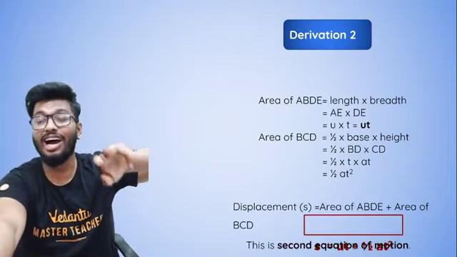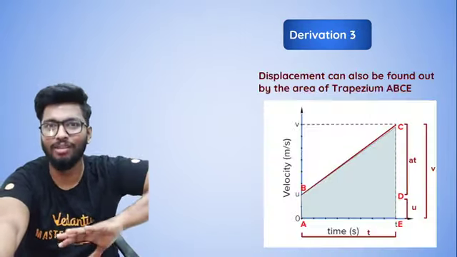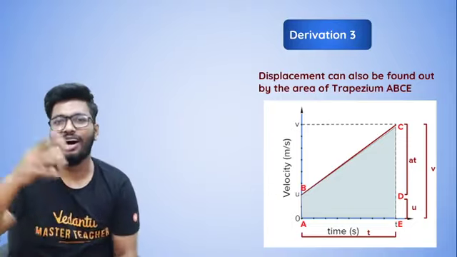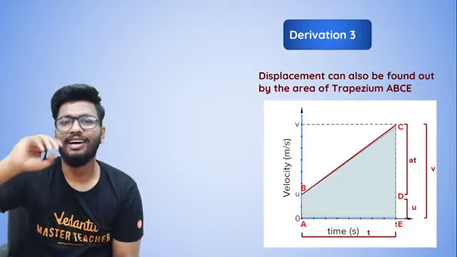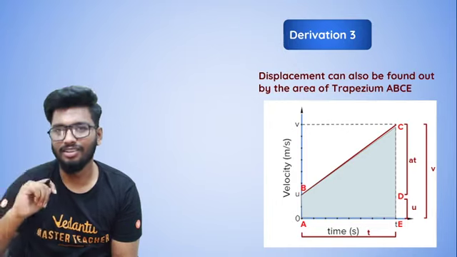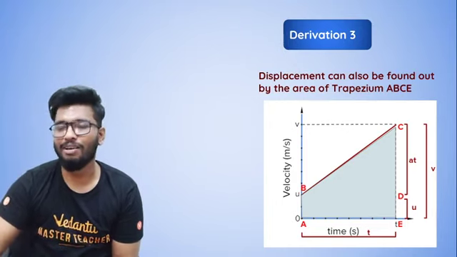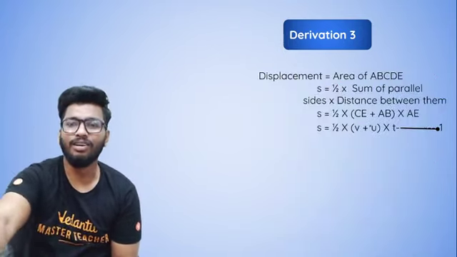Third equation of motion, I am going to use the area of trapezium formula. That is half into the sum of two parallel sides into the perpendicular distance between the two parallel sides. So basically, guys, I'm going to use that formula, and I'm going to get the same.